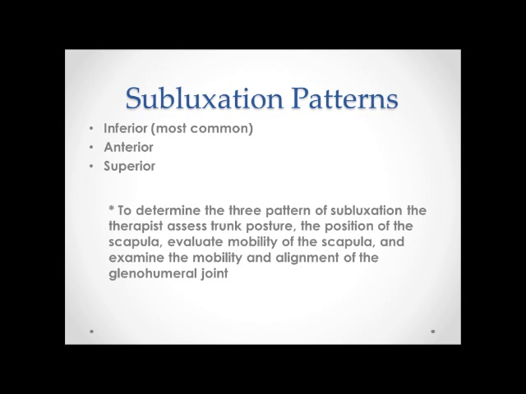With subluxation, there are 3 patterns that you can see in patients. The most common is inferior subluxation. However, to determine the 3 patterns of subluxation, the therapist needs to assess trunk posture, the position of the scapula. Also, the therapist needs to evaluate the mobility of the scapula and examine the mobility and alignment of the glenohumeral joint. So a lot goes into subluxation.